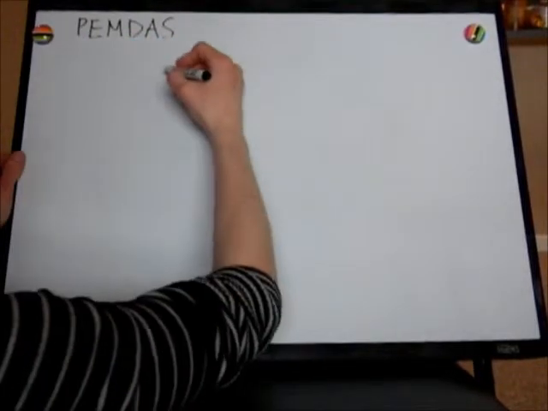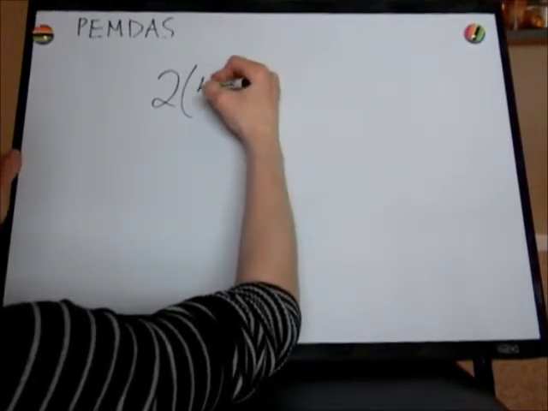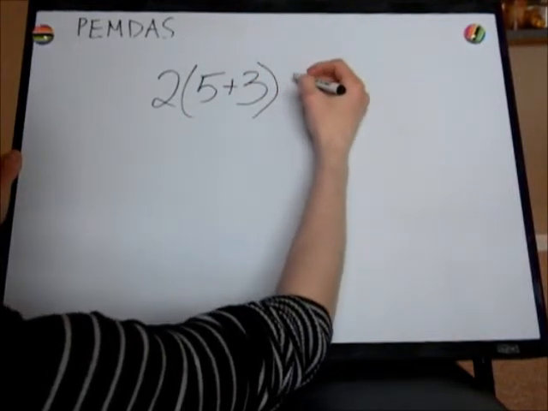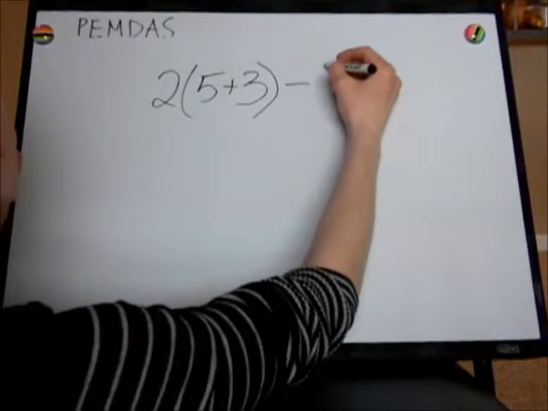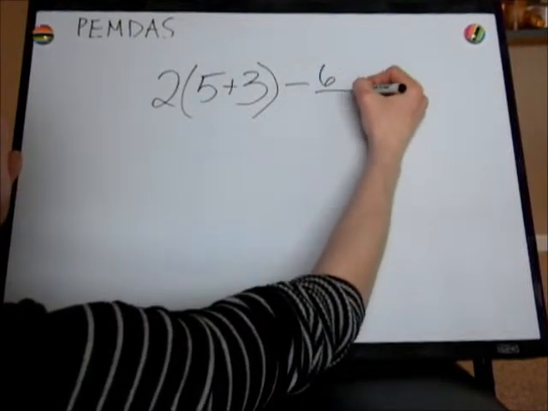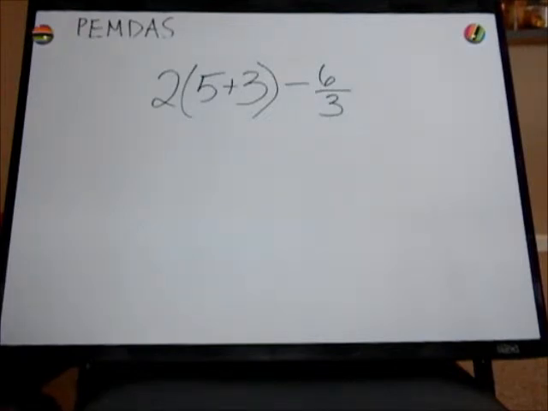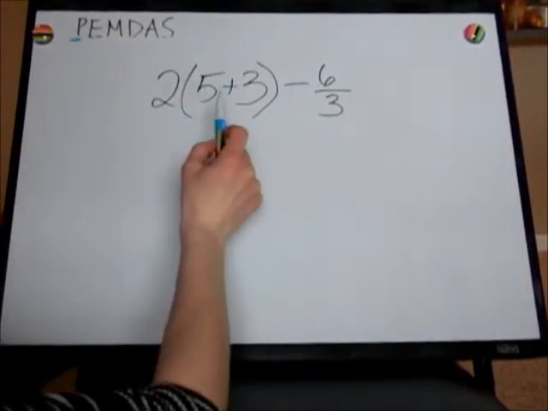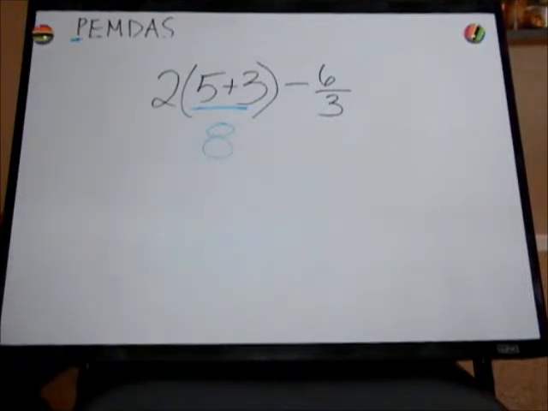And for our last example, we're going to do 2 times 5 plus 3 in parentheses and subtract 6 divided by 3. And here we're using parentheses as the multiplication symbol. But you can see that parentheses are in there, so we do that operation first. So 5 plus 3 is 8.